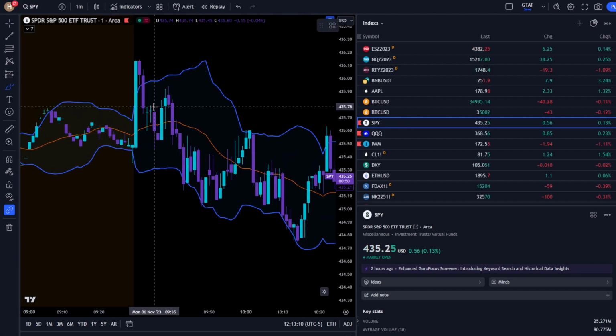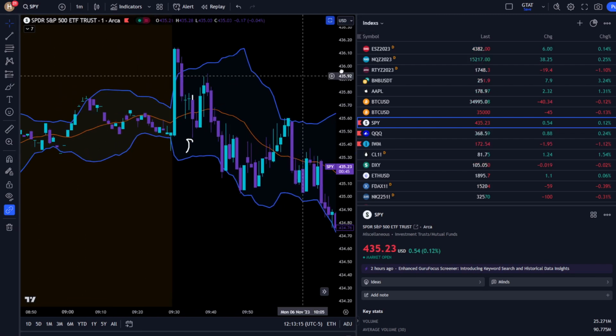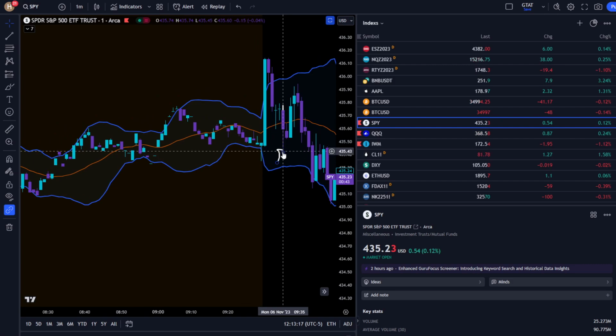Let's just mark that right here. That was the first trade right here. Terrible drawing. Look at that drawing.